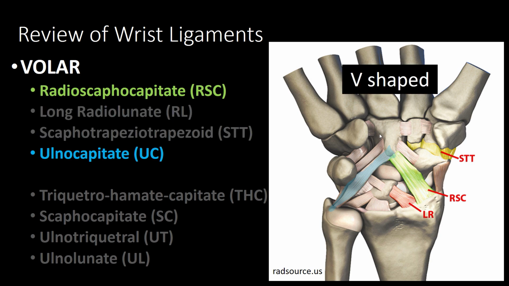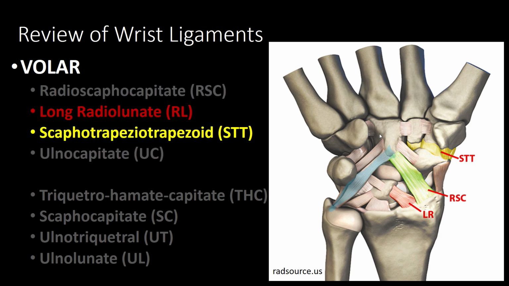The first two we're going to talk about form this really cool V-shaped structure. You can see how supportive that would be to the carpal bones on the volar aspect. That is the radioscaphocapitate, a very robust ligament going from the radius to the capitate, and then the ulnocapitate finishing off that limb heading downward, forming that V shape. And then we have two other ones that are smaller but important, the long radiolunate and then the scaphotrapeziotrapezoid ligament.